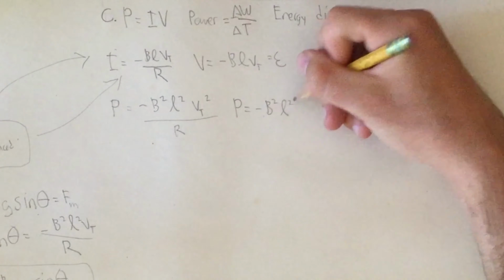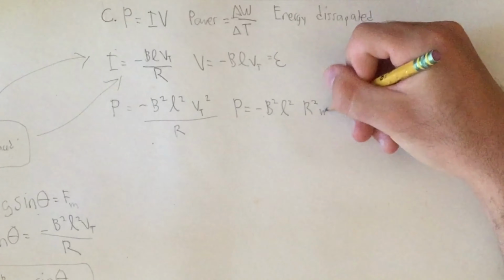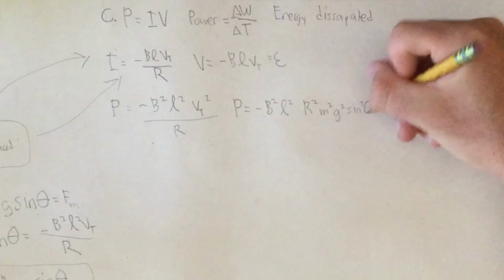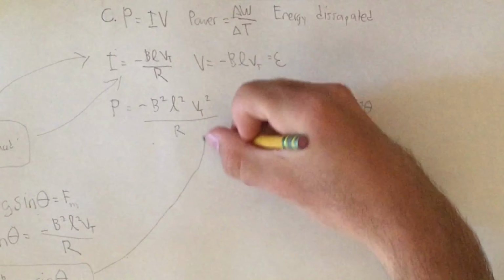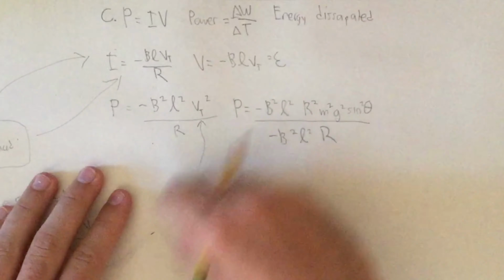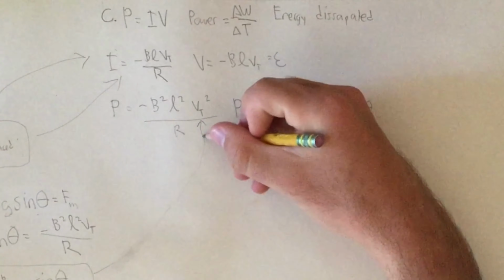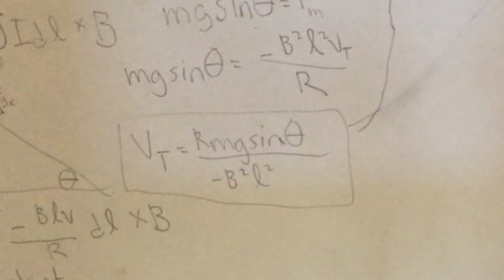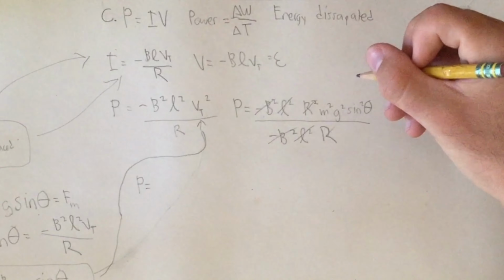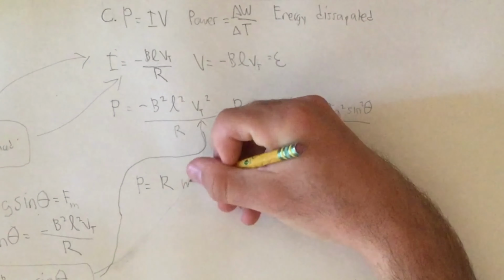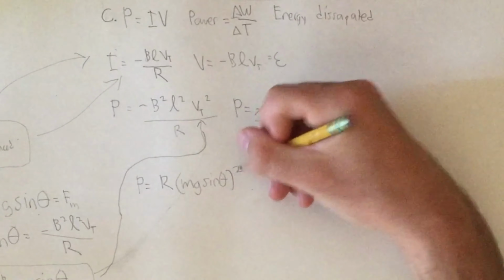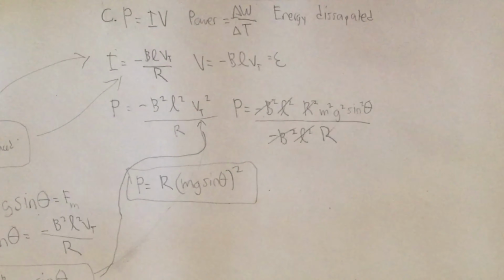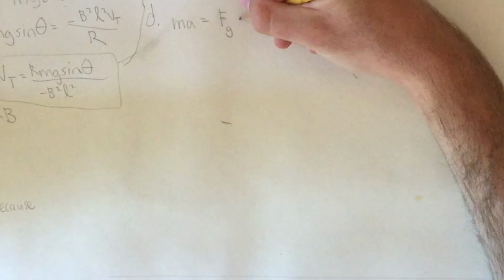And now we have the terminal velocity. Looks like he is substituting that in. That's a lot of squares. A lot of squares. And before we continue, let's remind ourselves what the terminal velocity was from the previous problem. It was the resistance times mg sine theta over B squared L squared. And it looks like he simplifies it to just the power is R times (mg sine theta) squared over B squared L squared.